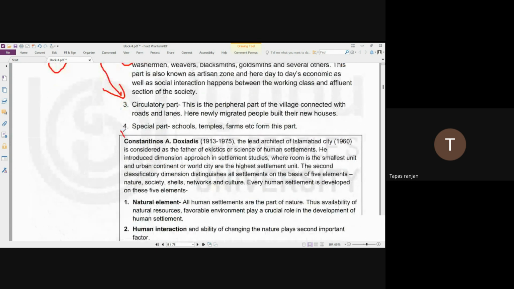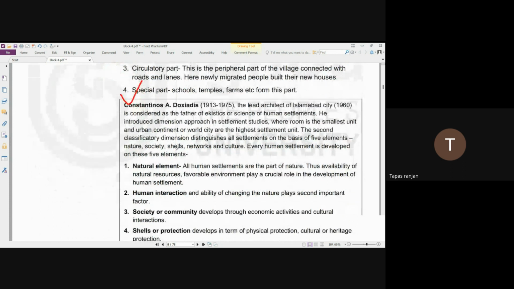And then you have another component, that is your special part. In the special part, you may have schools, temples, and farms, which will be outside the core village periphery, and those will be included under this special part.